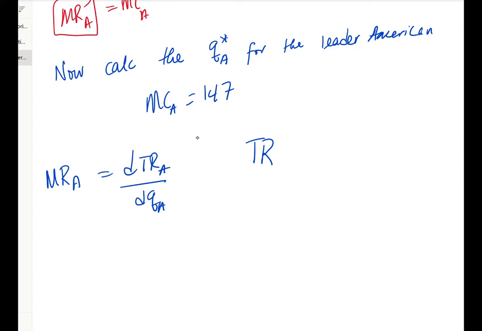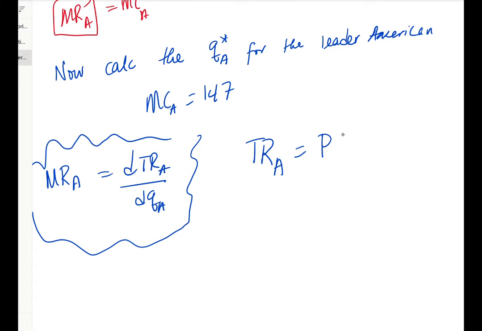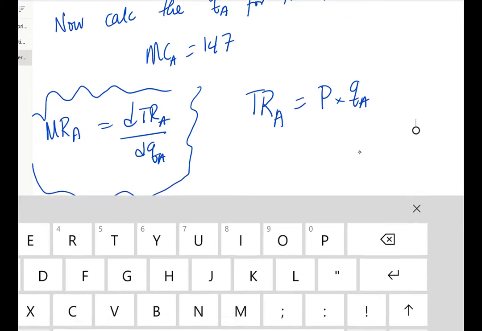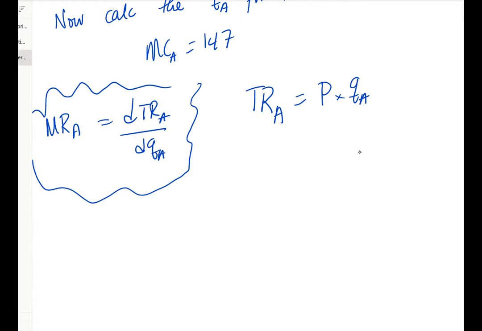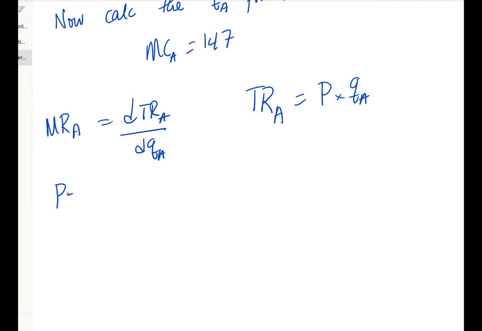Need to erase this. Total revenue for American is equal to P times QA, right? We already know that P is equal to 339 minus QA minus QU. The thing that's different here is that we're not going to use just QU. We're going to use the best response for U.